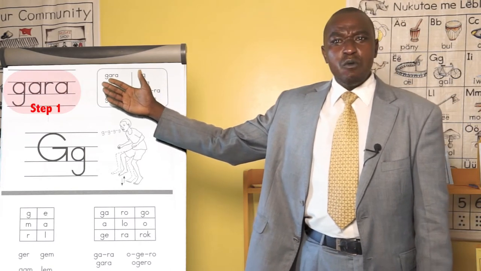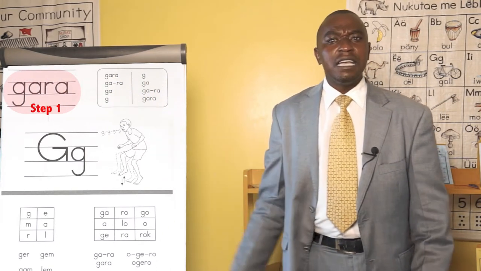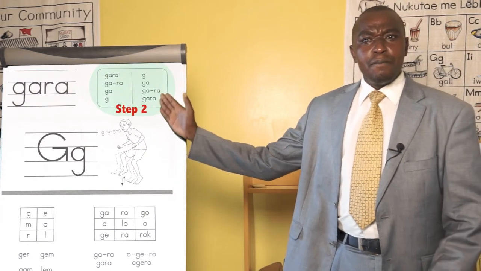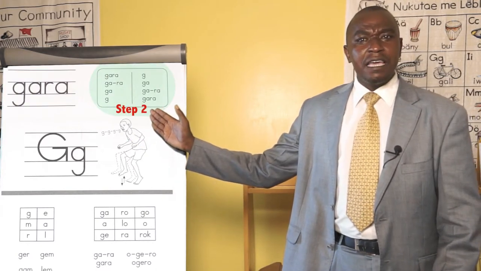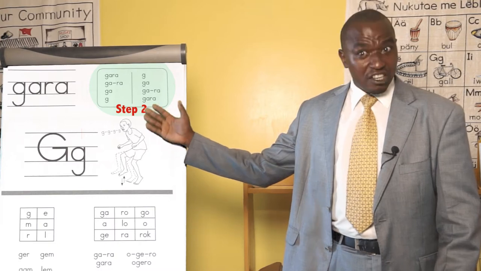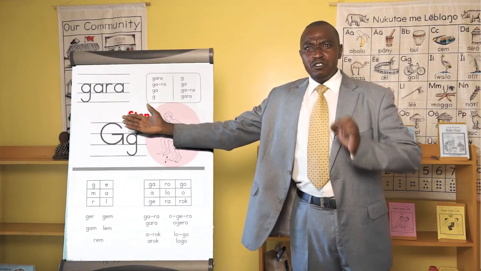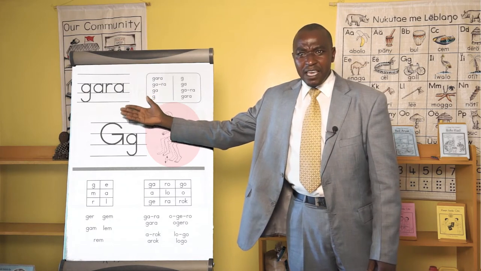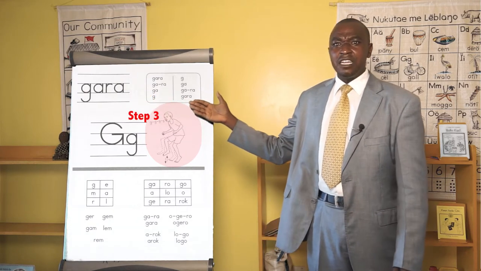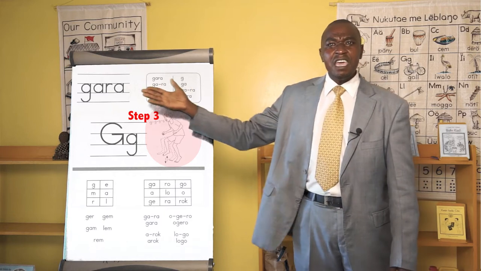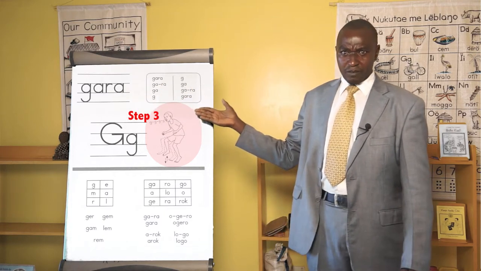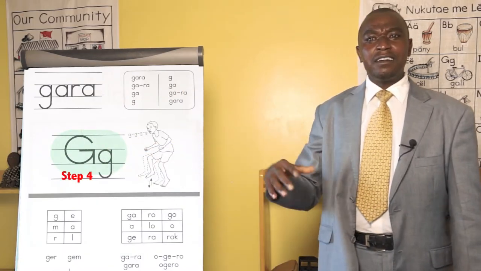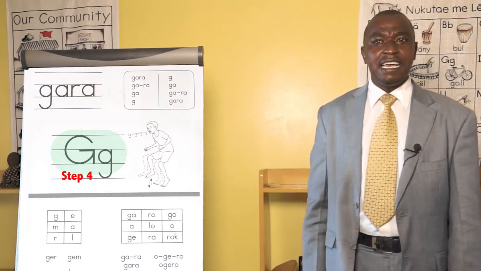Step 1. Introduce the keyword for the week. And step 2. Break down and build up the keyword with this chart. Step 3, introduce the key letter name, discuss the sound this letter makes, and teach the letter sign to help pupils link the keyword to the sound. Step 4, practice forming the key letter.